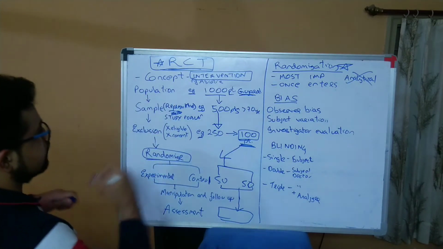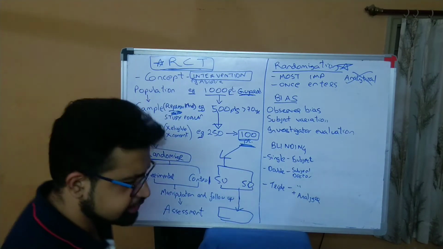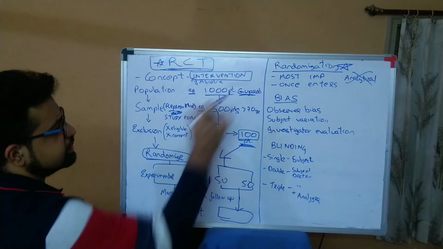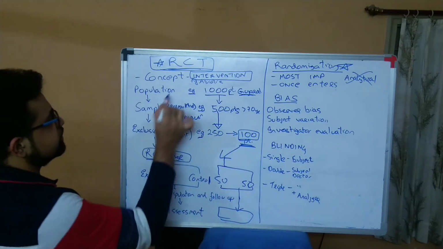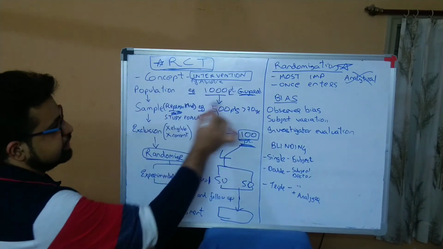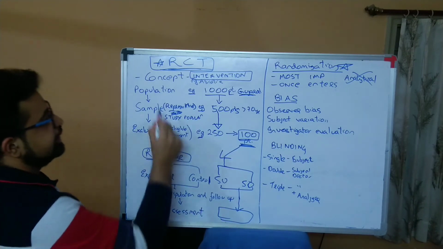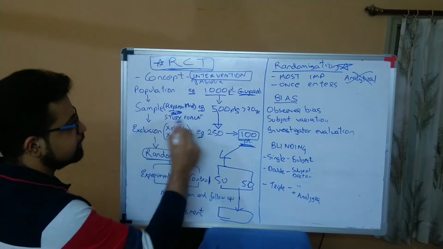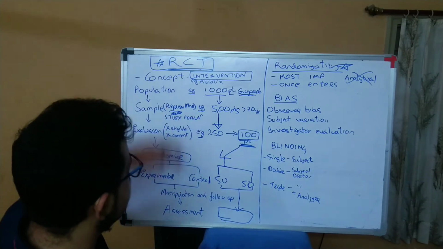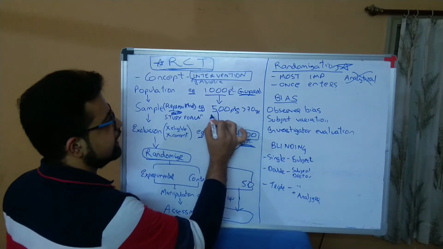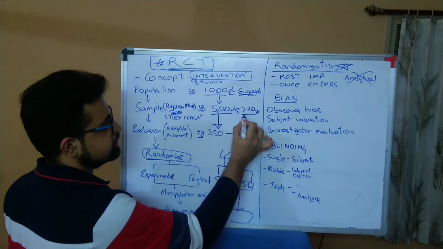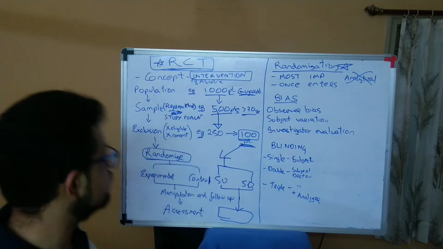So let us now correlate the terms from the standard textbook with the example we took. The population, what is the concept? The population is the population of Gujarat we selected. Now the sample should be representative of the whole population. So that is 500 patients greater than 70 years. That is the sample we chose, right?